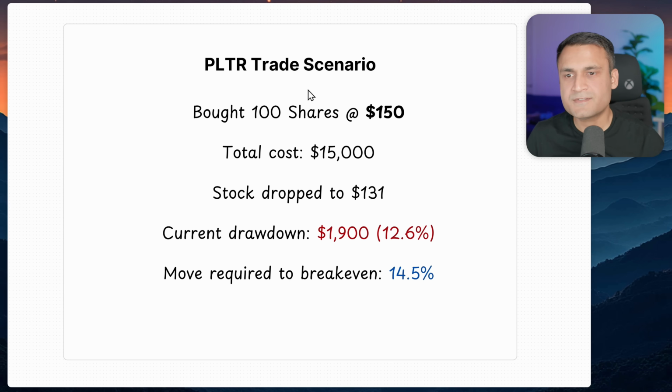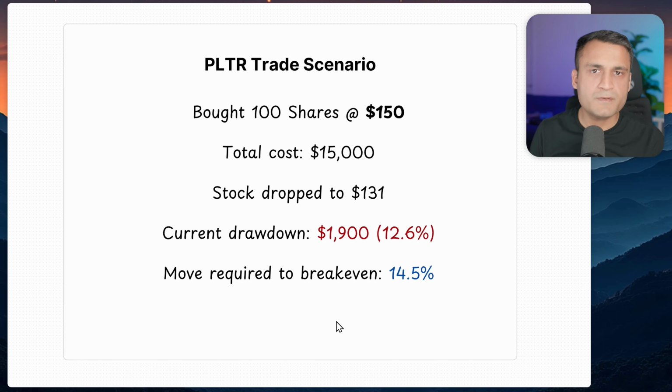So let's start with this scenario. Assume that I bought 100 shares when it was trading at $150 a few weeks ago. I would have paid $15,000 to purchase these shares, but in just a couple of weeks, the stock has now dropped to 131, which is a 12.6% drop from the entry price. That means this investment is now in a $1,900 drawdown. So if I were to just hold this investment, I need the stock to go up almost 15% for me to just get back to the break even.